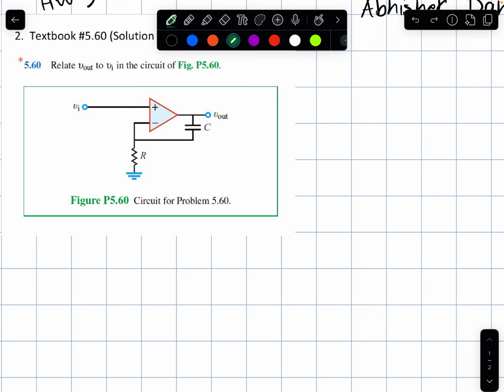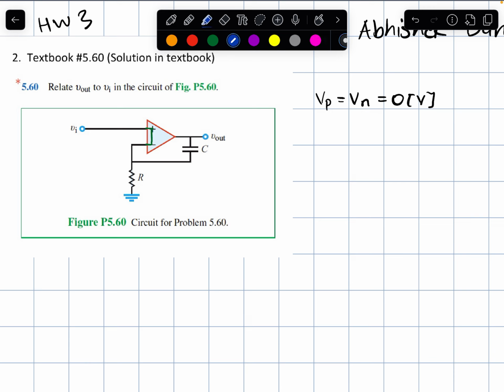So first of all, we can start with the default behavior of an op-amp, where the voltage at the positive node and negative node are the same because they're shorted. So we could say Vp equals Vn, which is 0 volts. And so that means this whole node will be the same node right here. So that also means the current going through here is also 0 amps, because there's 0 volts.